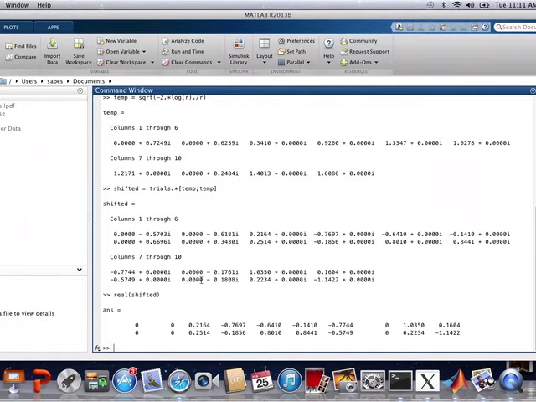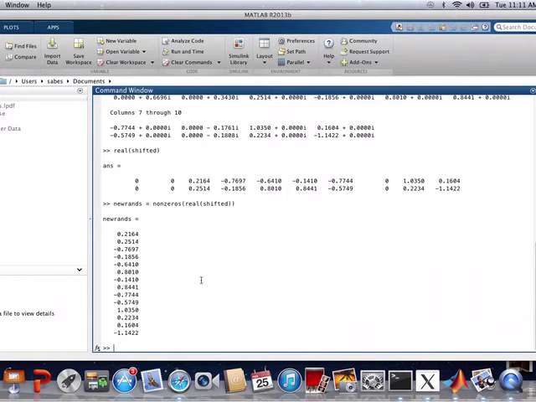So we can use the nonzero function, and let's store the newly generated numbers as new rands, and we would just choose the non-zeros of the real part of the shifted matrix. So here you see we just have a vector with just non-zero real elements. So next we are going to plot a histogram with these numbers.